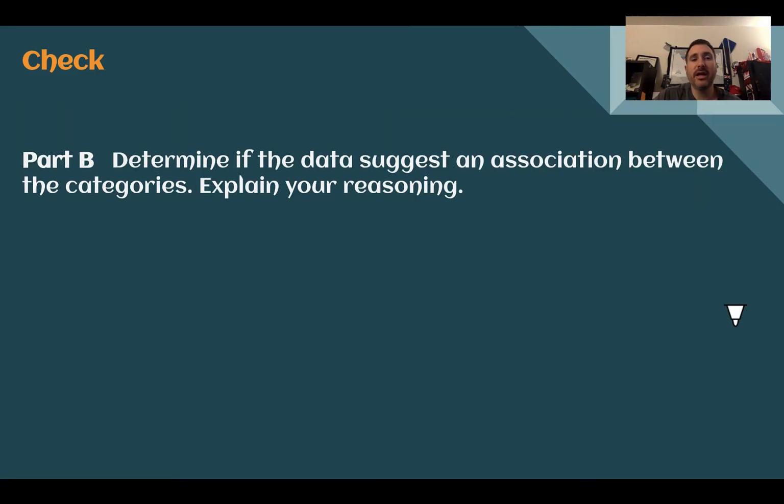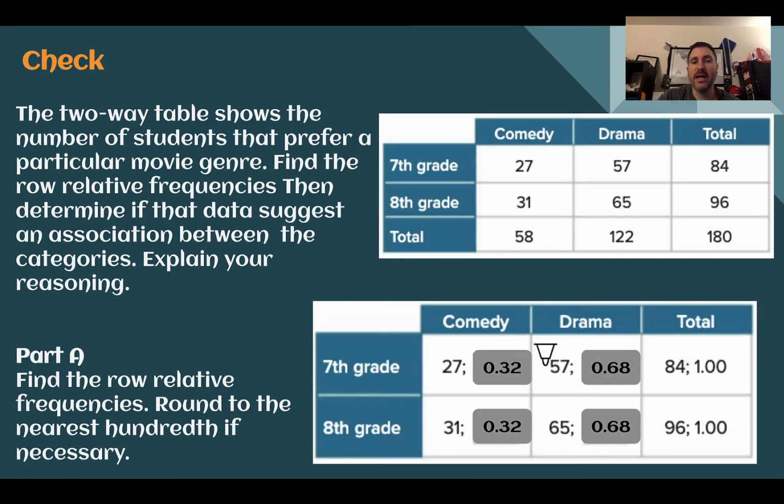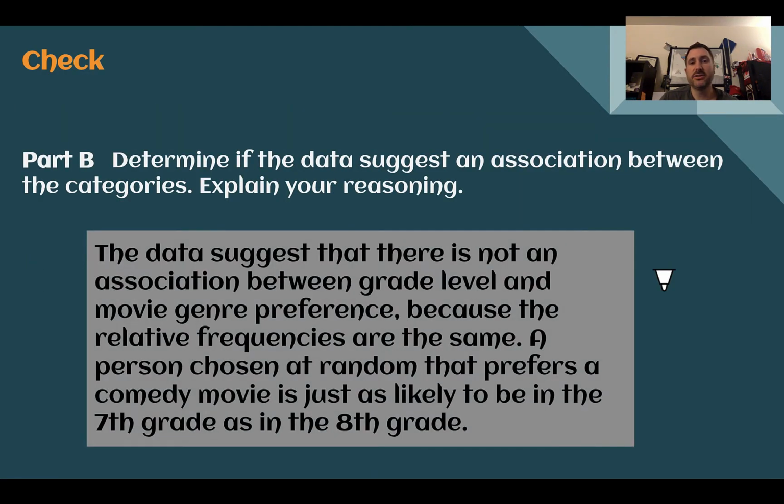Now I want to determine, is there an association between the categories? So if I'm looking closely at my data, I notice these two are the same here, these two are the same, so there would not be an association since our data values are similar. So there's not an association between grade level and movie preference, since the frequencies were the same. A person chosen at random that preferred a comedy movie was just as likely to be in 7th grade as they were in 8th grade.